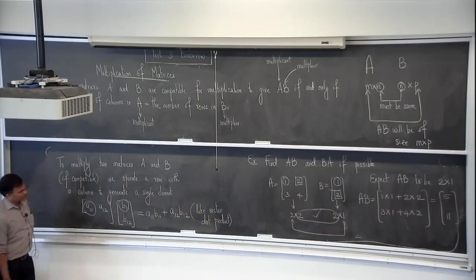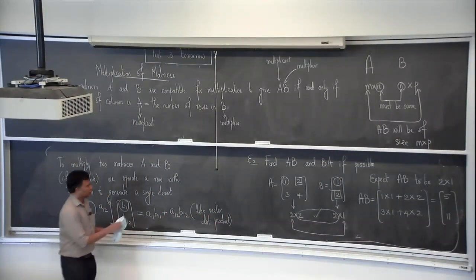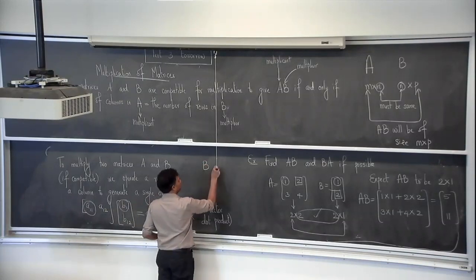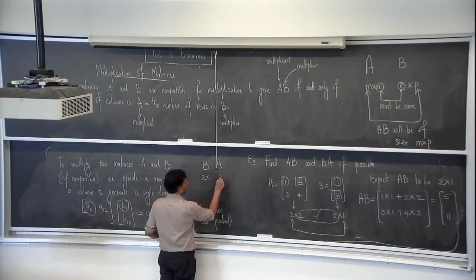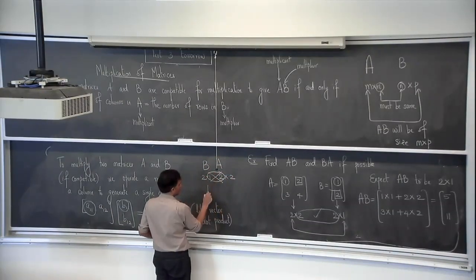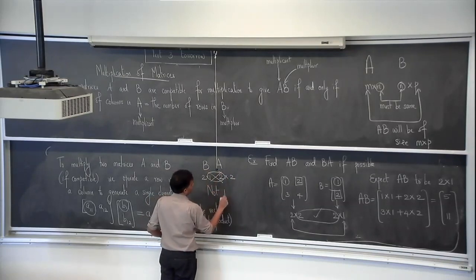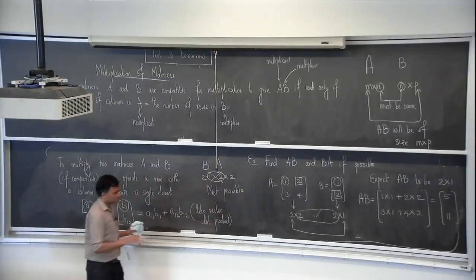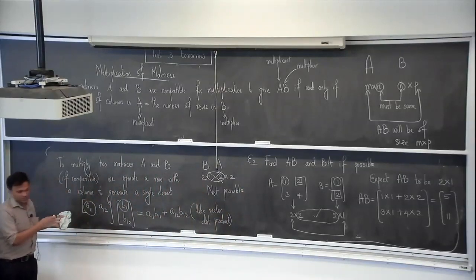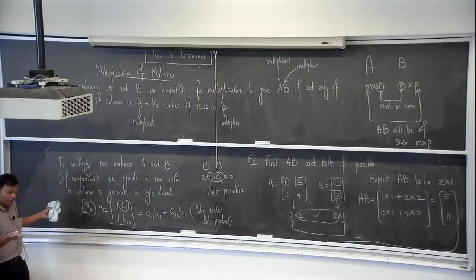What about B times A? Is that possible? So to check B times A, just write it side by side, write its dimensions. B is 2 by 1, A is 2 by 2. These two are not equal. So it's not possible. It's a really weird operation because sometimes one of them is possible, the other one is not possible. Sometimes both of them are not possible. So it is not a commutative operation like you would expect.